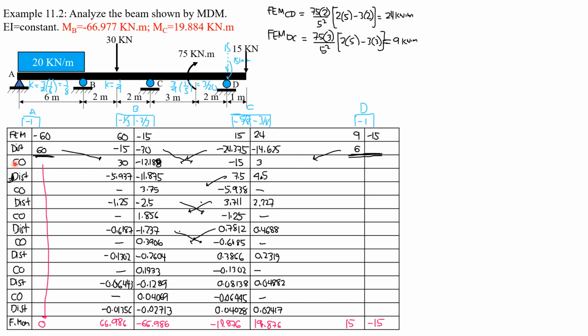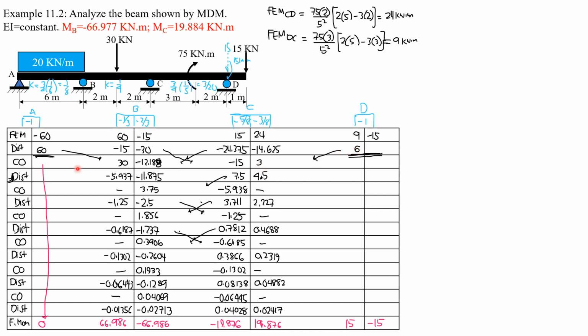Next row is carryover. So as I said, half of negative 15 should not be thrown here anymore, carried over here because this is locked finally, so meaning to say final moment is 0. Only half of 60 should be thrown on the other end, and that's now 30. Half of negative 30, negative 15 here. Half of negative 24.75 is negative 12.188. Put it there. Then half of negative 14.625 should not be thrown here anymore because this is locked finally. Only half of 6 should be thrown here, which is 3.